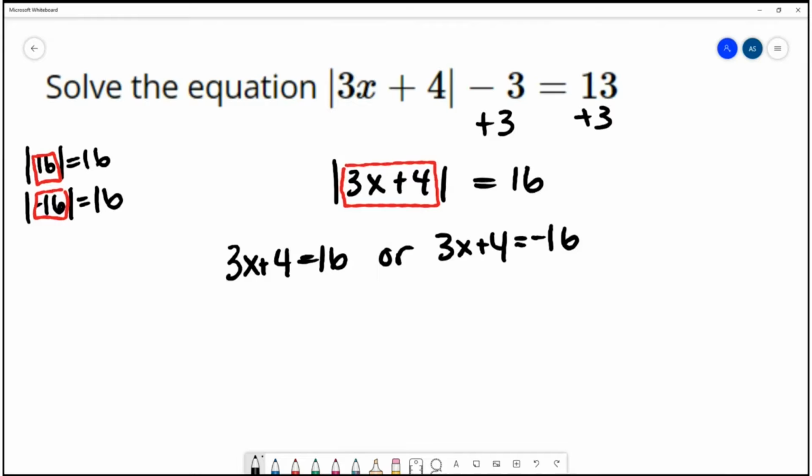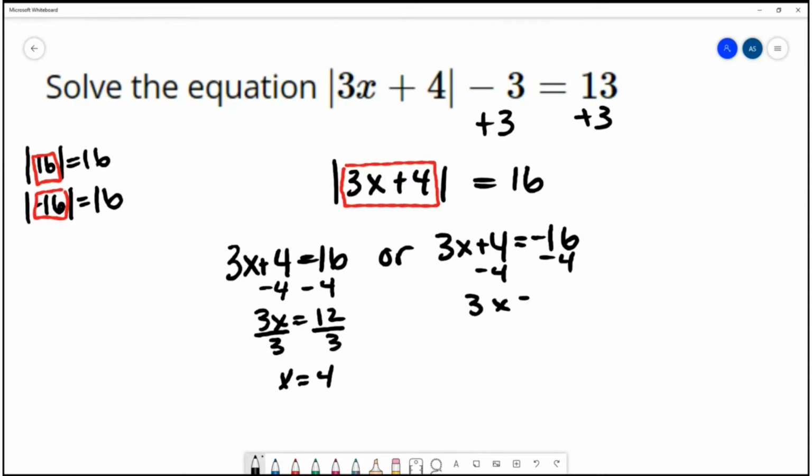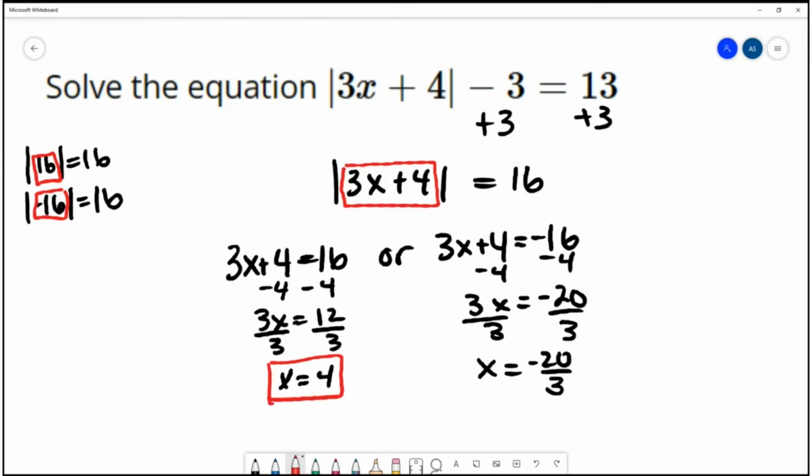Now let's solve each of these equations. I'll subtract 4. That's 3x equals 12. Divide by 3 and we have x equals 4. We'll subtract 4 and that's 3x equals negative 20. Divide by 3 and we get x equals negative 20 over 3. These are our 2 solutions to the absolute value equation.